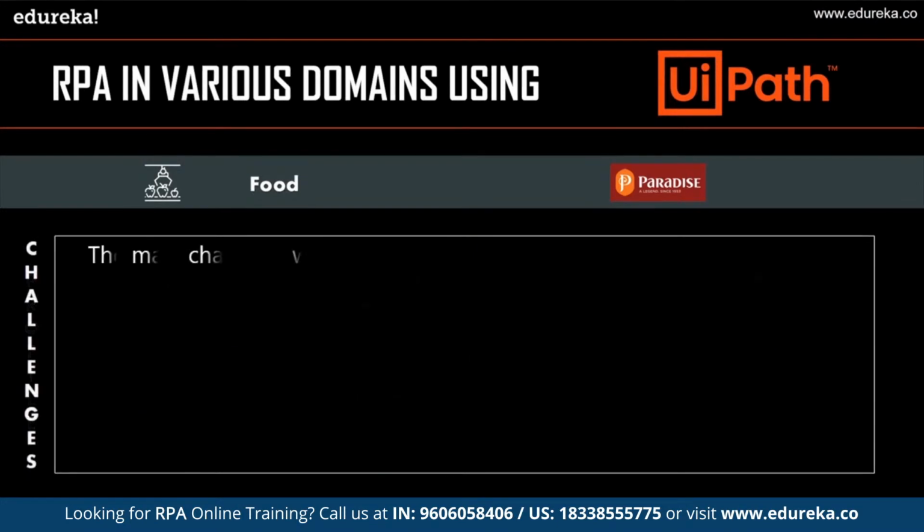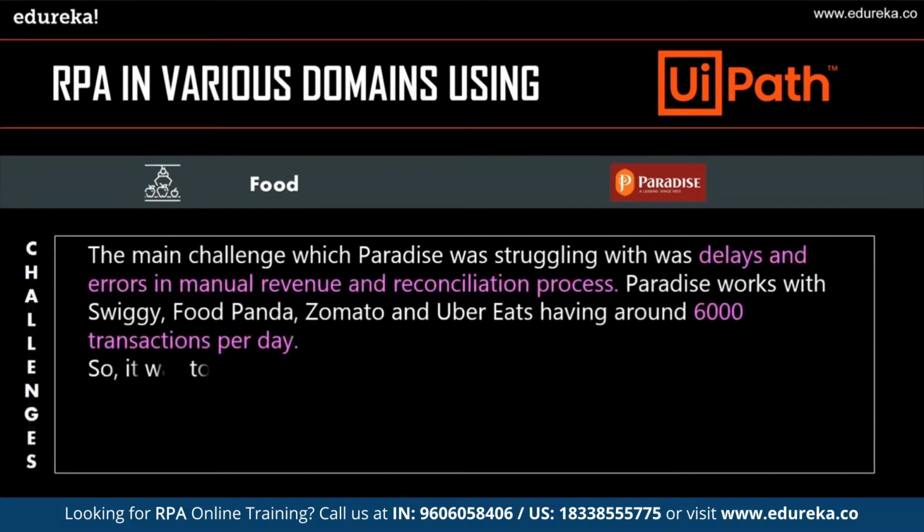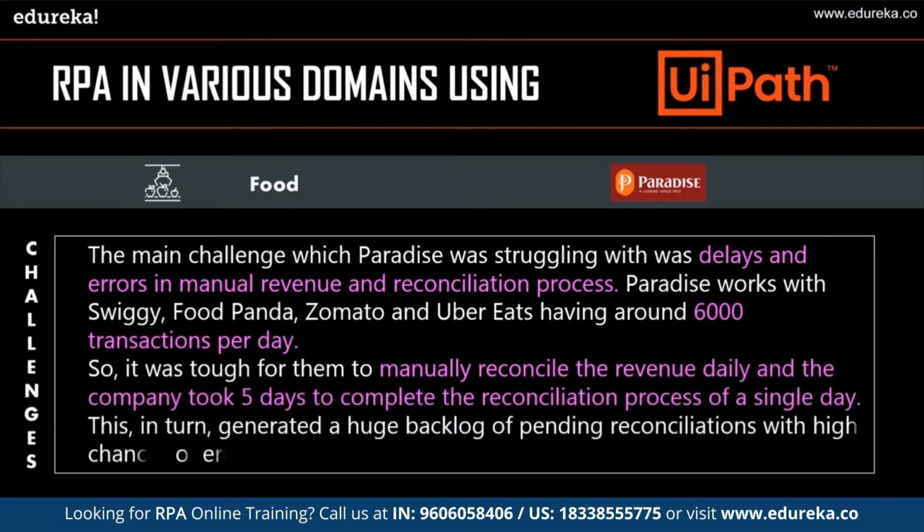Now, the main challenge which Paradise was struggling with was the delays and errors in manual revenue and reconciliation processes. Paradise works with Swiggy, Foodpanda, Zomato, and Uber Eats and has around 6,000 transactions per day. So, it was tough for them to manually reconcile the revenue on a daily basis, and the company took 5 days to complete the reconciliation process of a single day. This in turn had generated a huge backlog of pending reconciliations with high chances of errors.